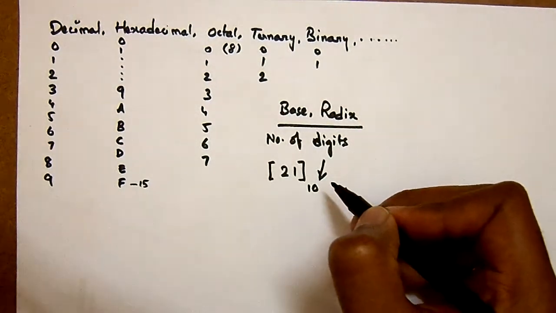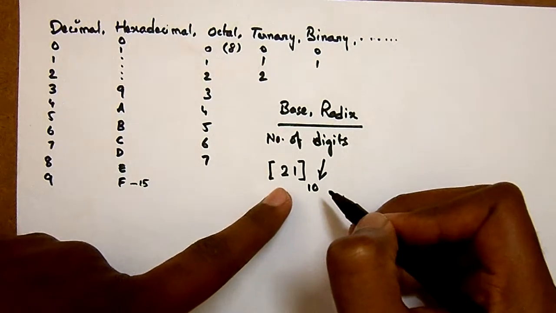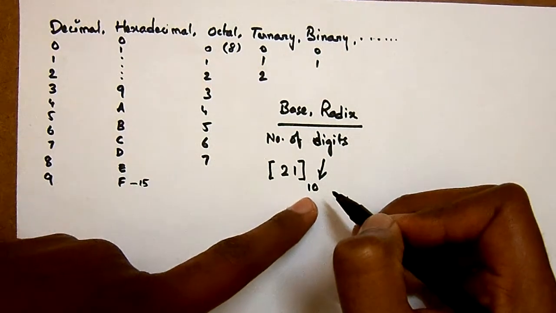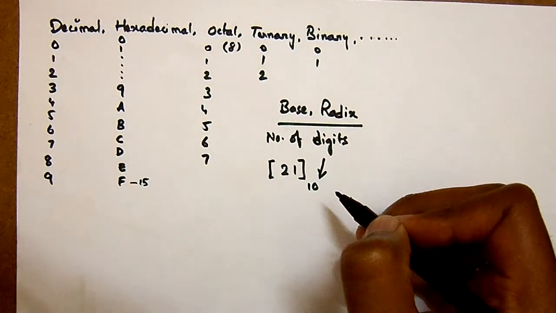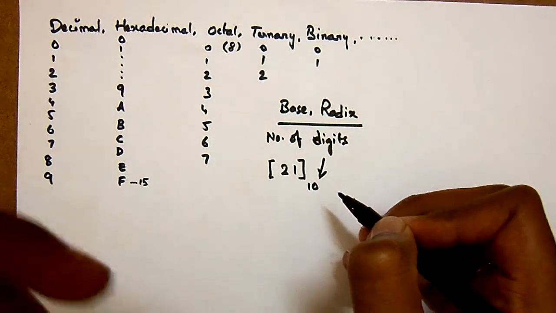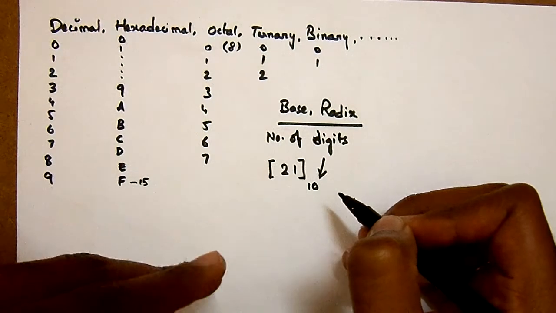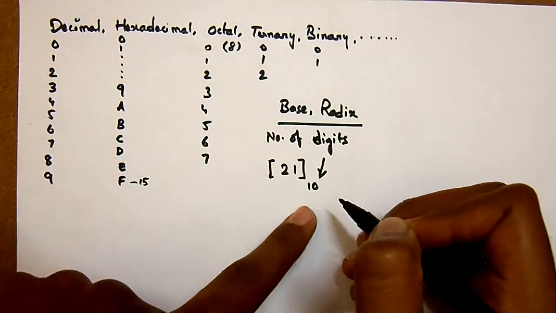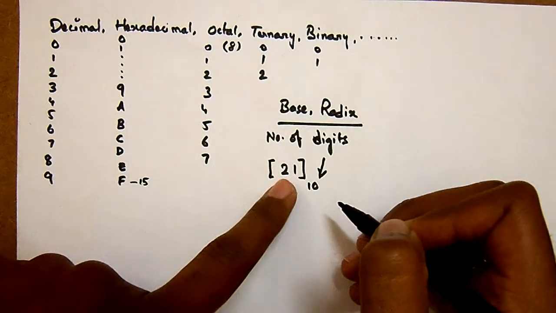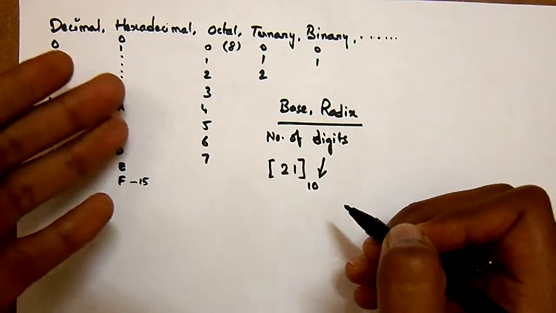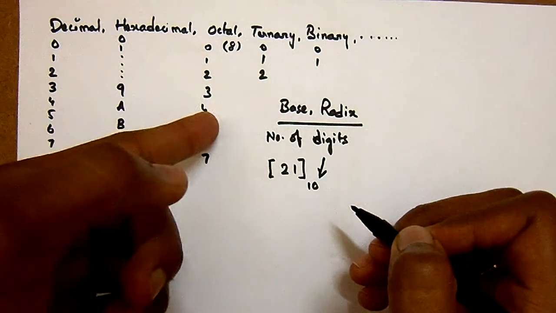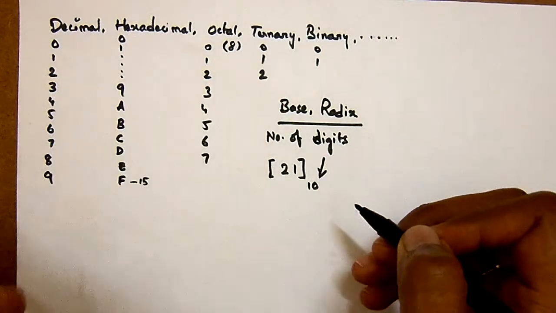Why exactly do we need the base or the radix? We just want to know the number of digits that we are using in that number system. If we do not have a base or radix, the same value 21 will have a different digit representation in hexadecimal, in octal, in ternary and in binary.